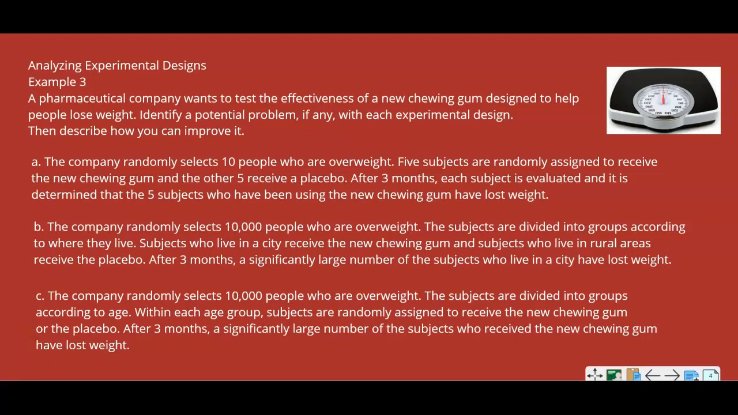So out of the 3 scenarios here, if the pharmaceutical company wants to test the effectiveness of the new chewing gum design, I would suggest going with C. C has the least likely chance of having a potential problem with the effectiveness of the study.